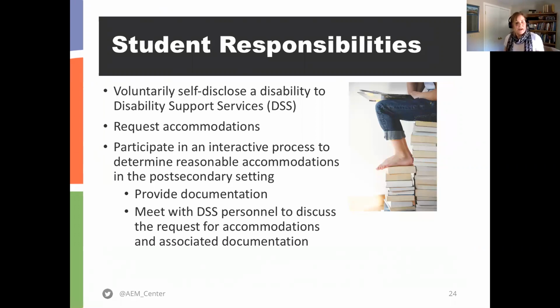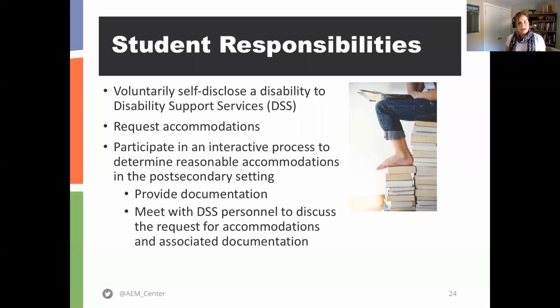They need to request accommodations upon self-disclosing their disability, and they need to be prepared to participate in an interactive process to determine the reasonable accommodations that they need, which of course can be very intimidating to what essentially are still teenagers, young adults. They need to be able to provide documentation of their disability, and they need to meet with the personnel to discuss their requests for accommodations and their associated documentation.